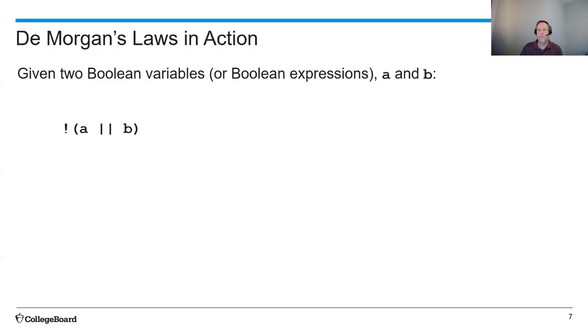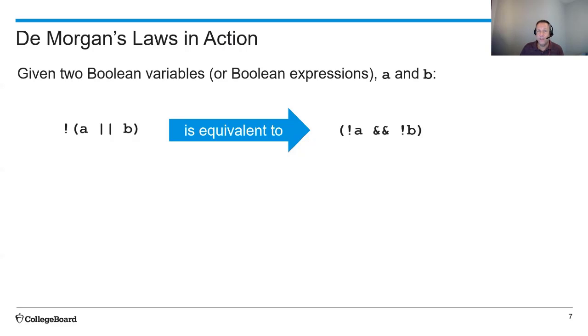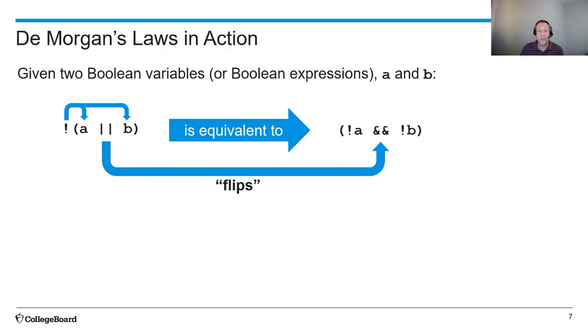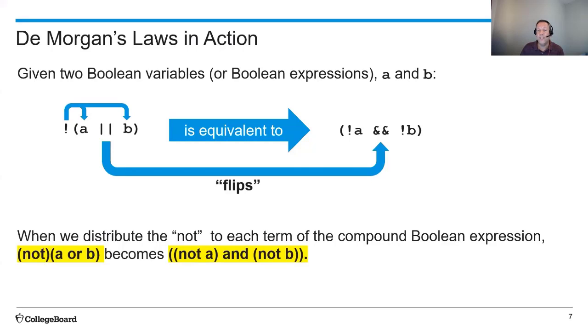The same is true if we have an or expression. So if we have not (A or B), that's going to be equivalent to not A and not B. Again, we're distributing the not to the A and the B both, and then when we do that, the or symbol has to flip to the and symbol. So when we distribute the not to each term of our compound Boolean expression, not (A or B) becomes not A and not B. And that's basically what De Morgan's laws state.